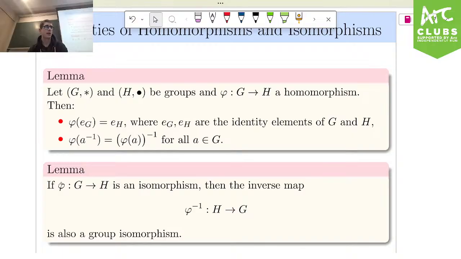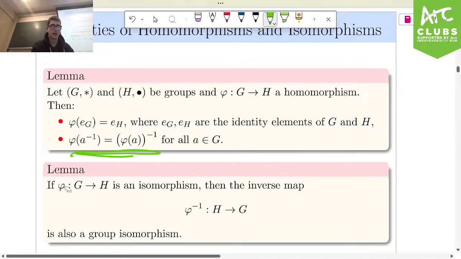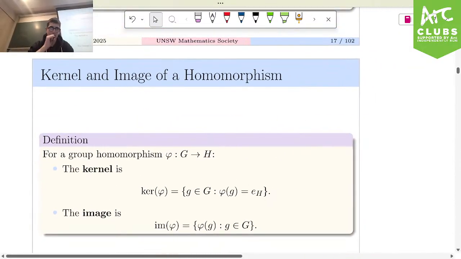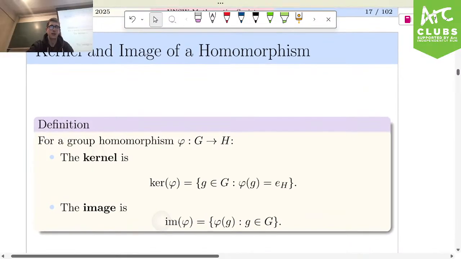In particular, some lemmas we have, stemming from that idea that the structure in G is replicated in H, are that the image of the identity in G under any homomorphism has to be the identity in H, and the images of inverses in G have to be the inverses in H. That's what this second point is saying, essentially, because we're replicating that structure.